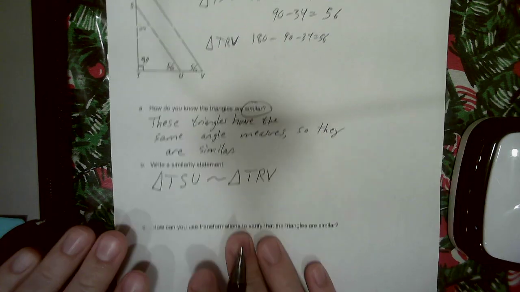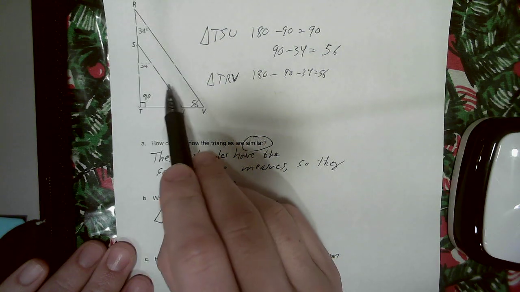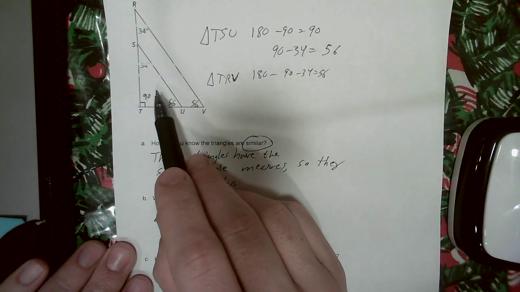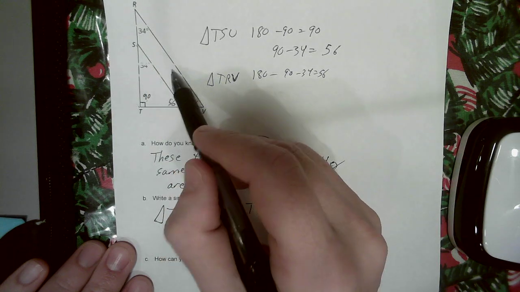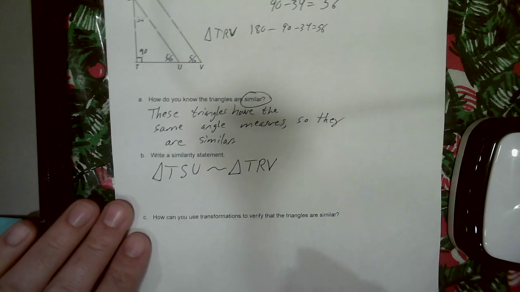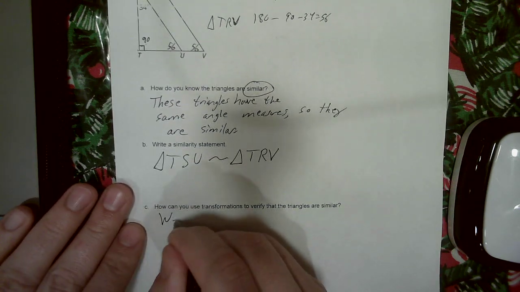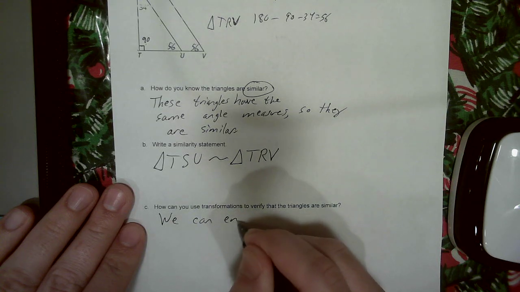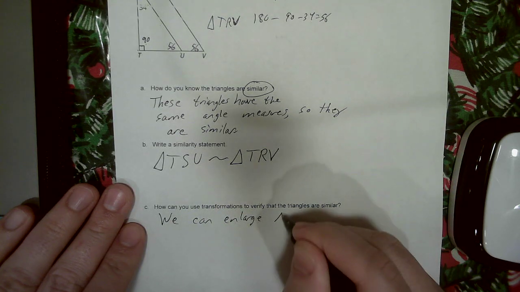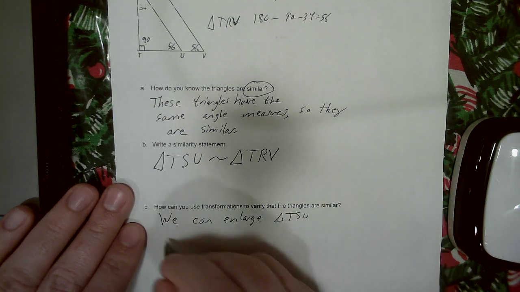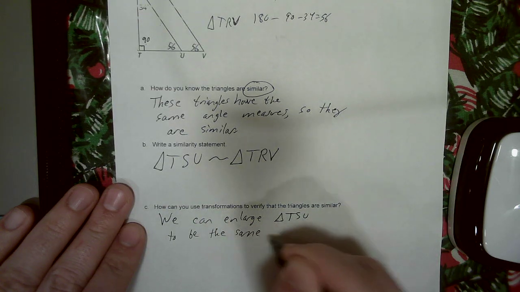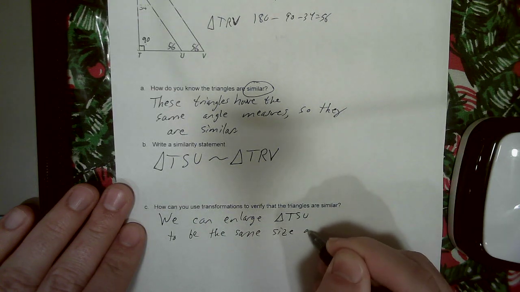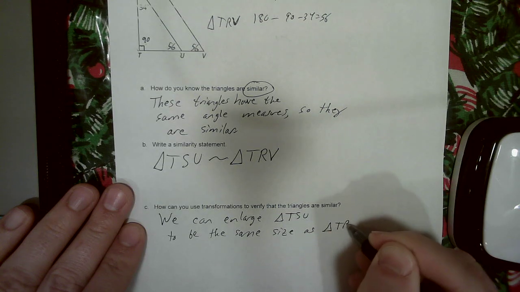How can we use transformations? So can I slide, spin, reflect, or dilate? It's got to be dilate, smaller to larger or larger to smaller. So we can say we can enlarge triangle TSU to be the same size as triangle TRV.